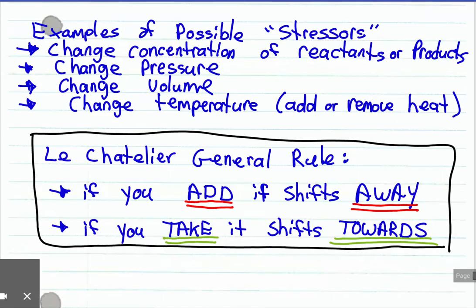So when we think about what we can possibly do to disturb our system at equilibrium, what are the stressors? You can stress the system at equilibrium by changing the concentrations of reactants or products. So that means that you can add reactants or products or remove reactants or products. You can change the pressure, you can change the volume, and you can change the temperature. And you change temperature by adding or removing heat.